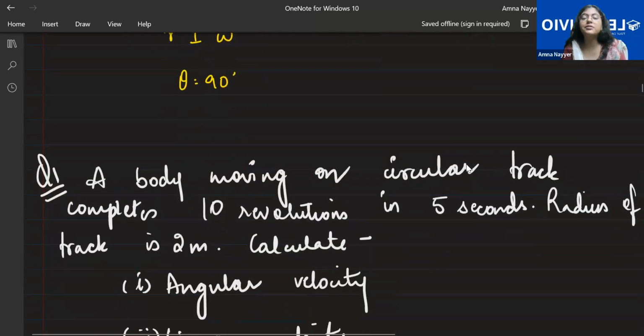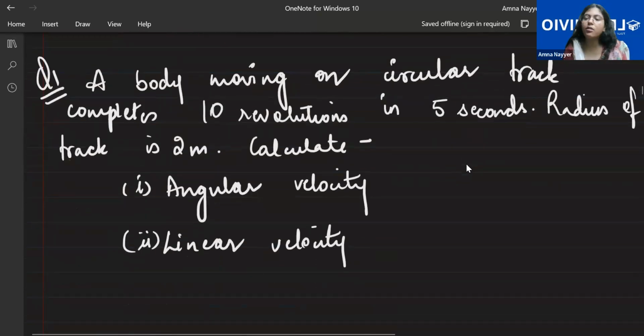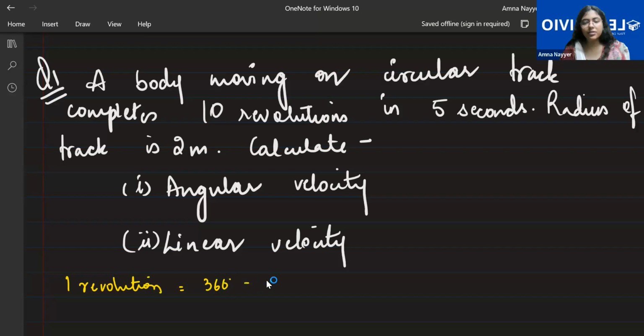This is directly used, and it is often used in angular rotation. In the chapter System of Particles and Rotational Motion, we will also be dealing with this. See, this says a body is moving on a circular track and completes 10 revolutions in 5 seconds. What is meant by this? 10 revolutions in 5 seconds. One revolution is equal to 360 degrees, which we say is 2 pi radian.